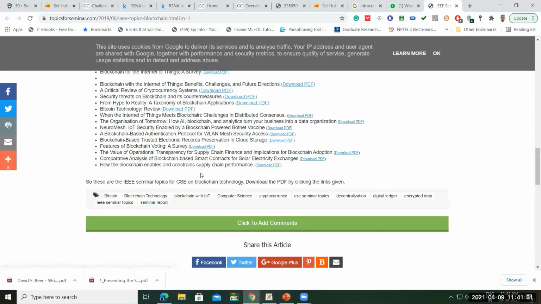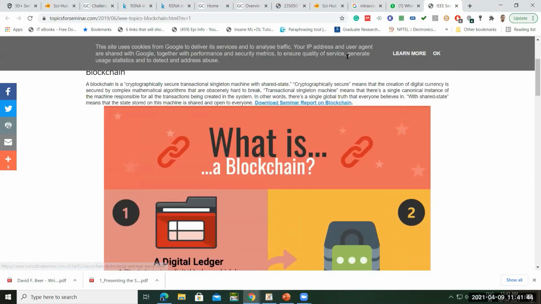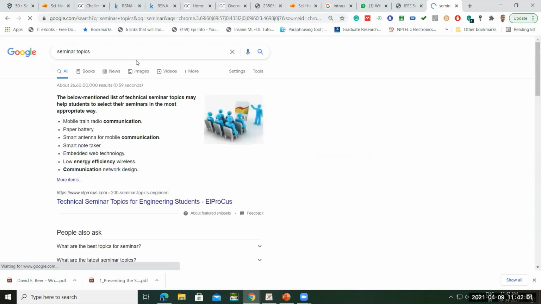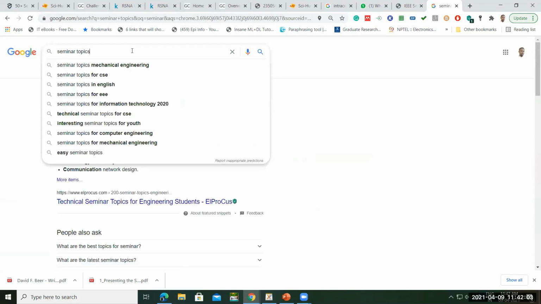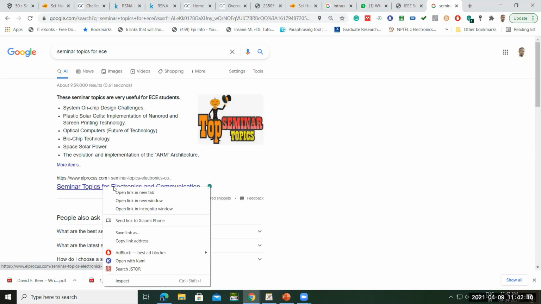Comparative analysis of blockchain-based smart control for solar electric exchanges, features of blockchain voting: a survey, blockchain with the Internet of Things, benefits and challenges. So you see, again, most of these things are not converging at all. It's seminar topics in engineering, a Google search, right? Seminar topics in computer science, seminar topics for CSE. Okay. So they say hot seminar topics, it seems.